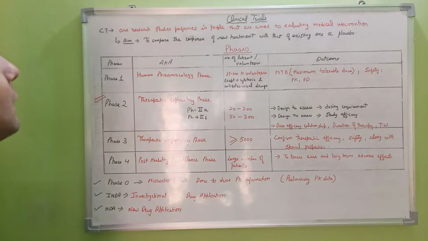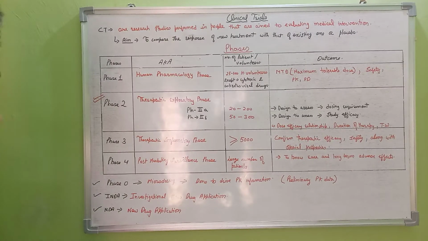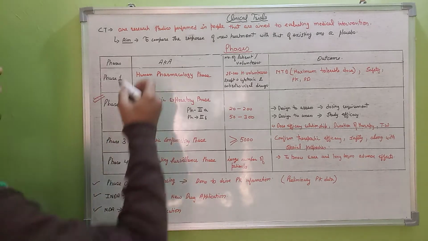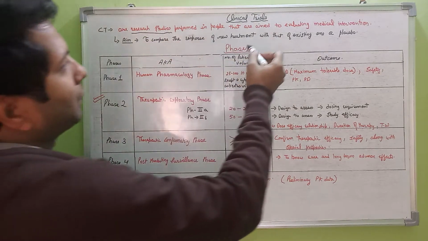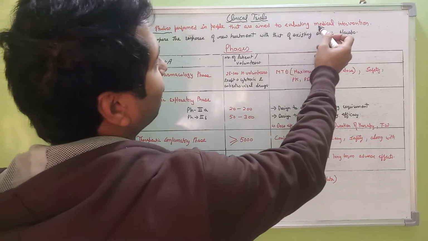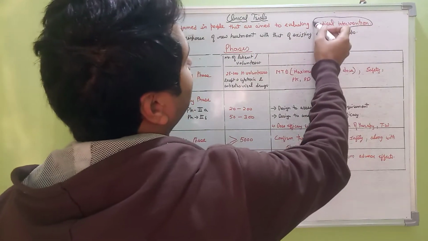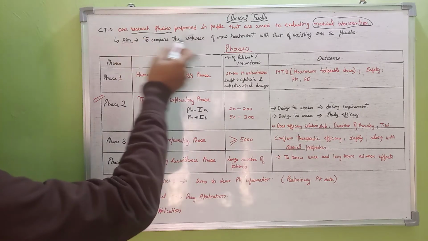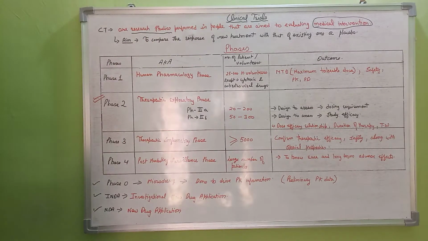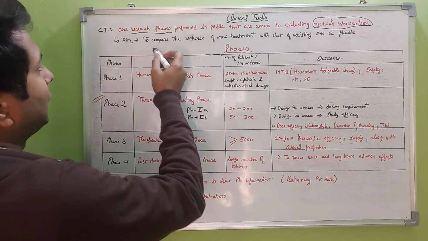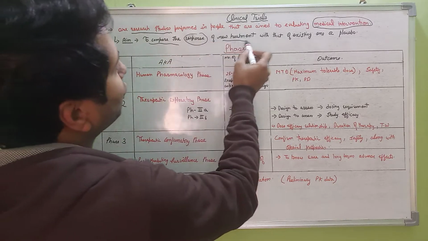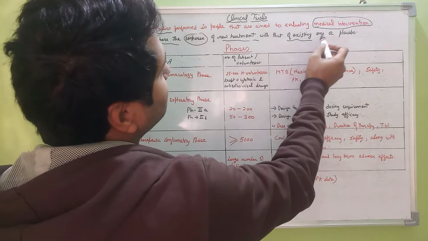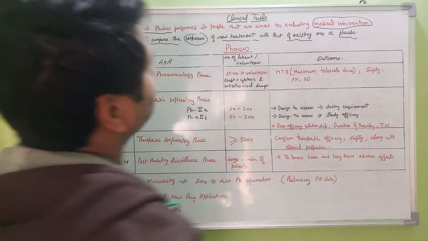Today we will discuss the clinical trials and their phases. Let's get started. Clinical trials are research studies performed in people that aim to evaluate a medical intervention. This is the definition of a clinical trial. The aim of a clinical trial is to compare the response of a new treatment with the existing one or a placebo.